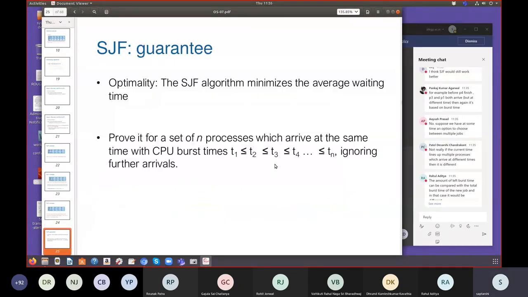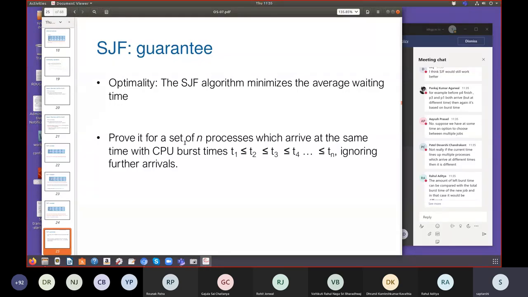Okay. Now next, another homework coming your way. The shortest job first algorithm gives a guarantee that it minimizes the average waiting time. So it's optimal in a way. There is a guarantee that SJF minimizes the average waiting time.